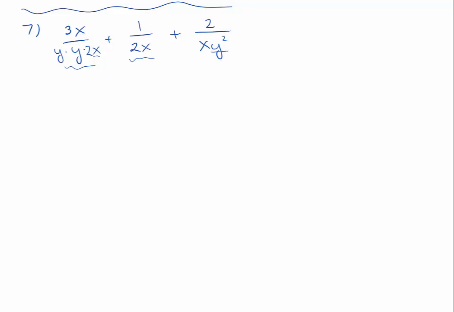And then that's your common denominator, right? Y times 2 times x, right? And I'm just going to write that over there. Y times y is y squared times 2 times x, so 2xy squared. So that should be my common denominator.